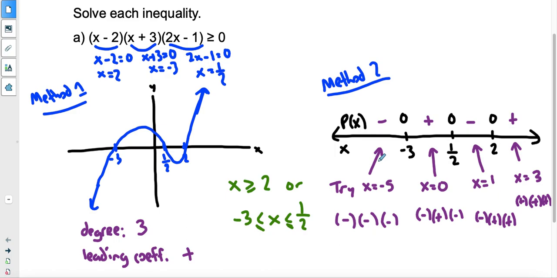So those are two ways you can solve polynomial inequalities. And you can always choose which way you find easier or better.